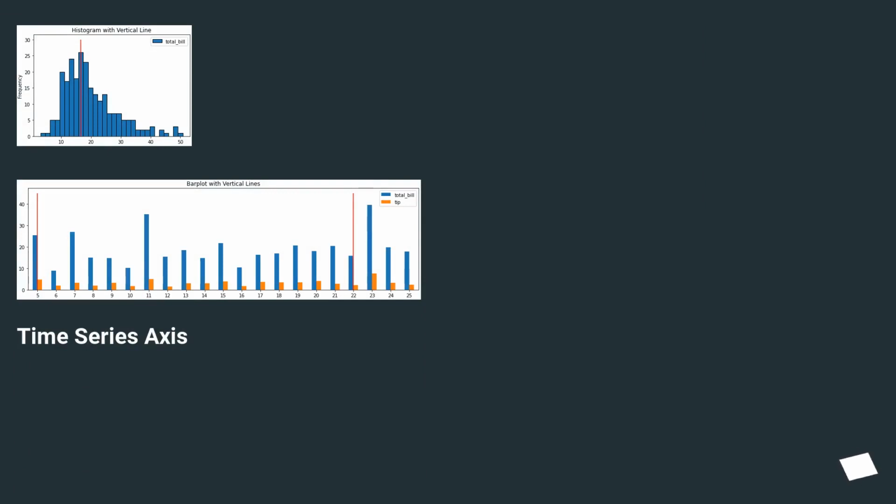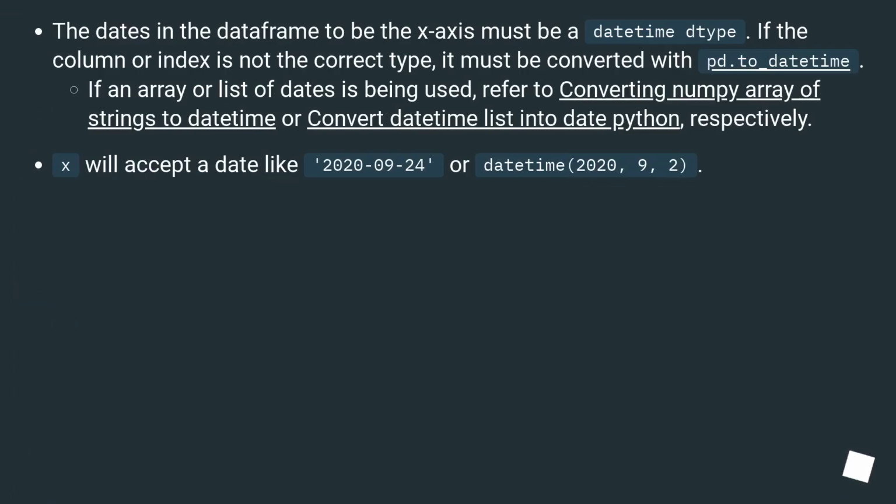Time series axis. The dates in the data frame to be the x-axis must be a datetime dtype. If the column or index is not the correct type, it must be converted with pd.to_datetime. If an array or list of dates is being used, refer to converting numpy array of strings to datetime or convert datetime list into date python, respectively. x will accept a date like '2020-09-24' or datetime(2020, 9, 24).